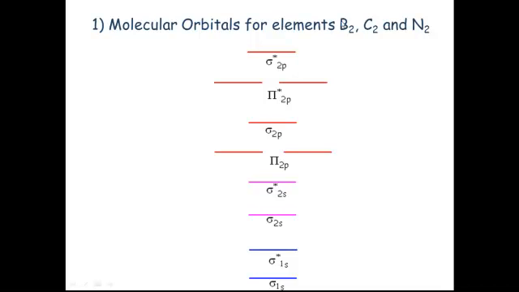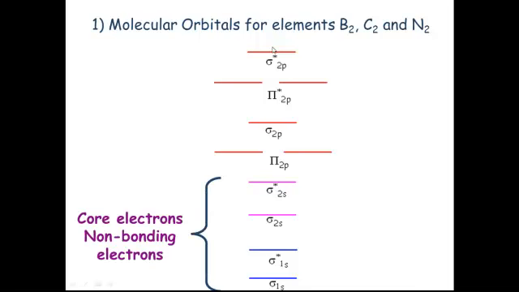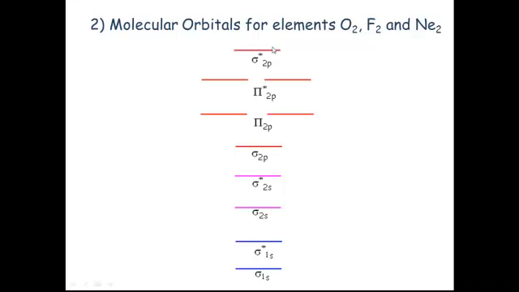So if we have the diboron, the dicarbon, or the nitrogen gas example, we would tally up the total number of electrons for the entire molecule and start filling in the molecular orbitals from lowest energy to higher energy. So this example shows the order that we would fill for oxygen. So we would fill the sigma 2p before we would fill the pi 2p.